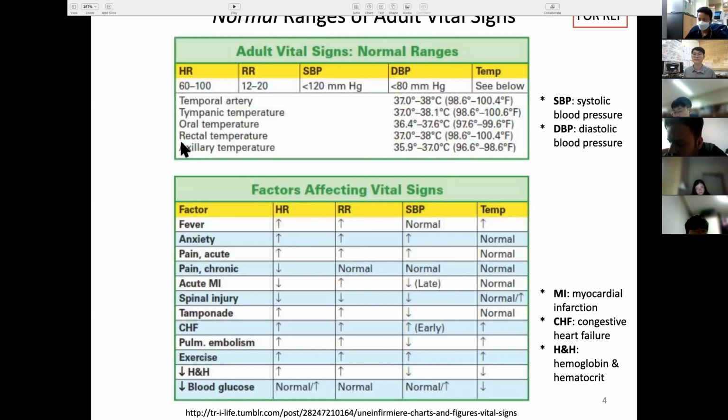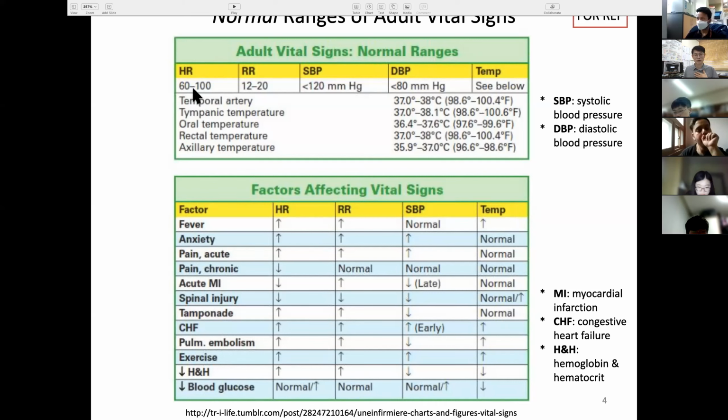Let's see. So here are adult vital signs of normal range. There are a number of acronyms which you are supposed to understand. So heart rate is about 60 to 100 pulses per minute. As I said, 1 hertz is probably defined as our heart rate. So 60 per minute means 1 hertz, or 1 pulse per second. So about 60 to 100 is a normal range.